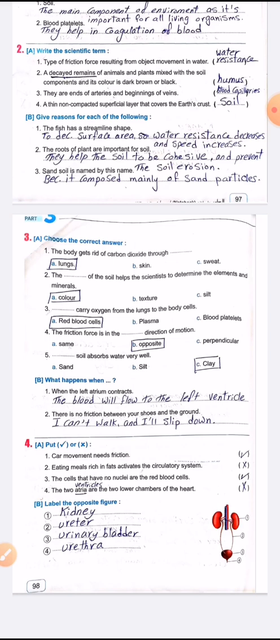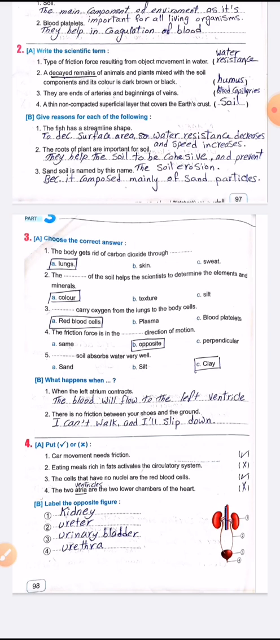Number 5. Which soil absorbs water very well? Sand, silt, clay. Clay soil absorbs water very well. B. What happens when? Number 1. When the left atrium contracts, the blood will flow to the left ventricle. Number 2. There is no friction between your shoes and the ground. If there is no friction between your shoes and the ground, you can't walk and you will slip down.